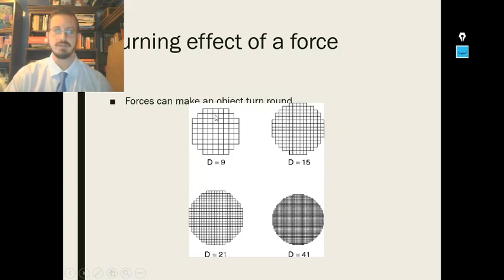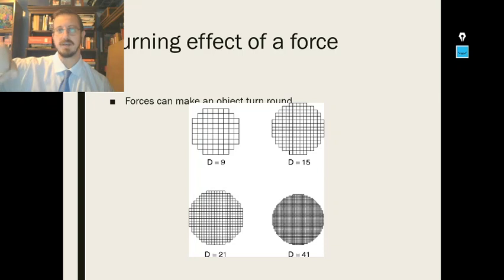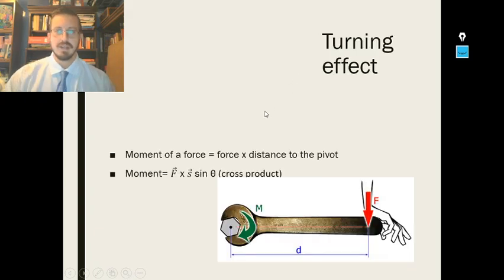So the turning effect of a force: if we apply a force to an object some distance away from a pivot, it can make that object turn round. The turning effect. And so we define moment of force as the perpendicular component of force times the distance to that pivot. That's really what we call a cross product. Note that if you apply all of the force already perpendicularly, then it's just force times distance, and that's what we call moment. So moment of force is the perpendicular force times the distance to the pivot.